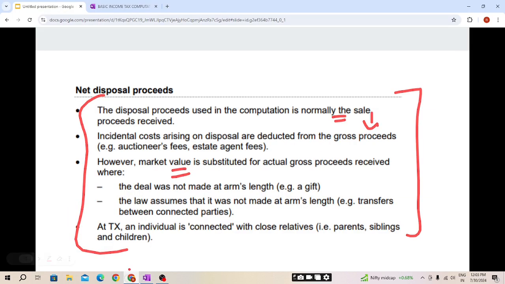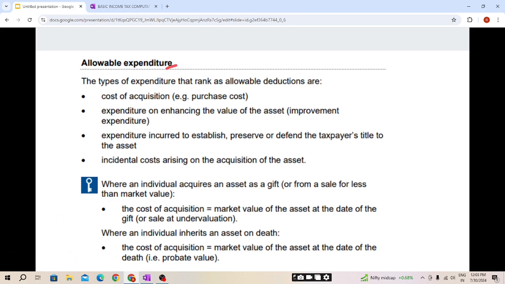Now we will see what the allowable expenditure is. The types of expenditure that rank as allowable deduction are the cost of acquisition, that is the purchase cost; expenditure on enhancing the value of the asset, improvement expenditure; and expenditure incurred to establish, preserve or defend the taxpayer's title to the asset. If the expenditure has been incurred in order to defend the taxpayer's title of the asset, this also will be included in the allowable expenditure. And incidental cost arising on the acquisition of the asset. So these are the 4 costs which are allowed. I hope this is clear.